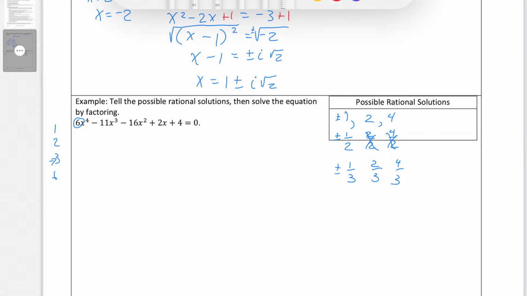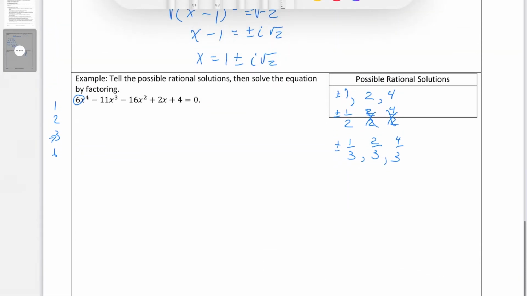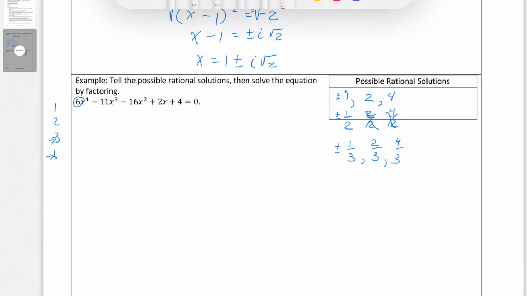And you'd notice that all of these numbers are new numbers to the list. And then I'm going to do it again, this time with the 6. So I could have either a plus or minus 1 over 6, 2 over 6, or 4 over 6. And you should notice that as I wrote those, the 2 over 6 is a third, and it's already in the list. And the 4 over 6 is 2/3, and that's also already in the list. So with that in mind, there's the list of possible rational roots.